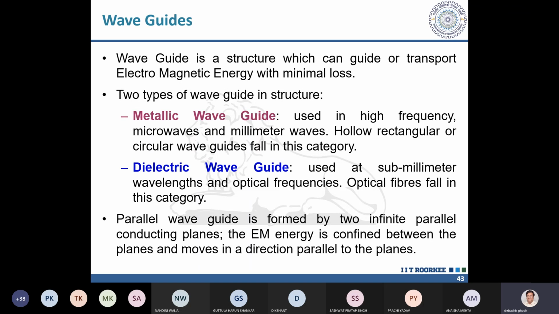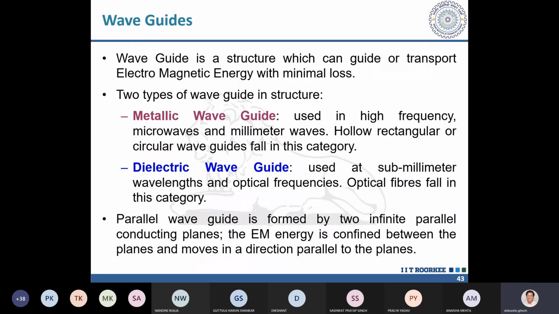Okay, the other one is the dielectric waveguide. So it's not hollow. The first one is metallic. The outside boundary is made up of metals. Inside it is hollow. But the dielectric one is not hollow. It is basically made up of some dielectric medium, dielectric material, which is there inside. One very common example is the fiber optic.